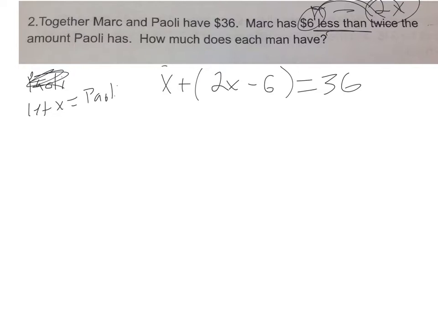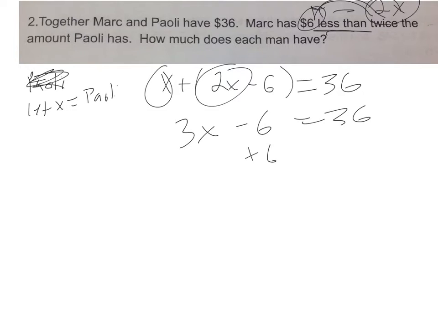So when we combine like terms, we have a 1x and a 2x. That's going to give us 3x minus 6 equals 36. From there, you guys add 6 to both sides.